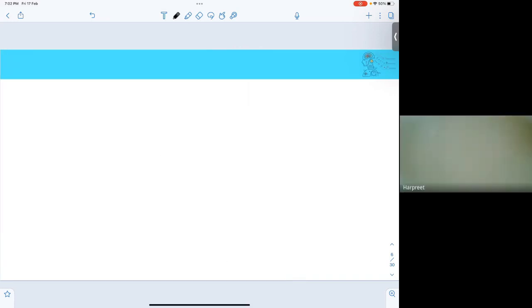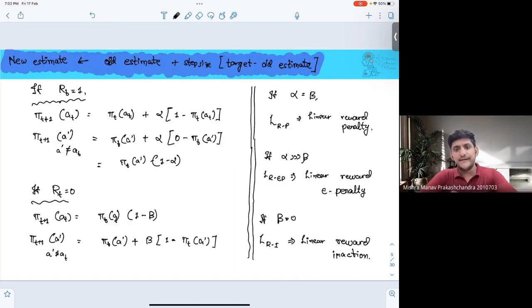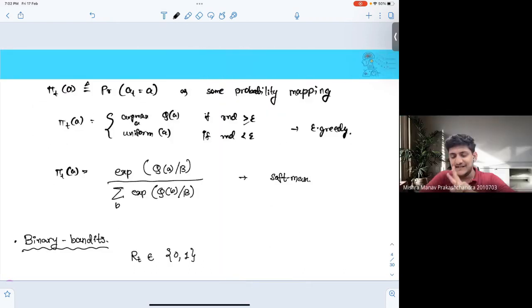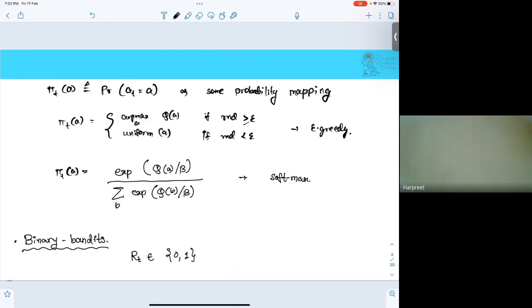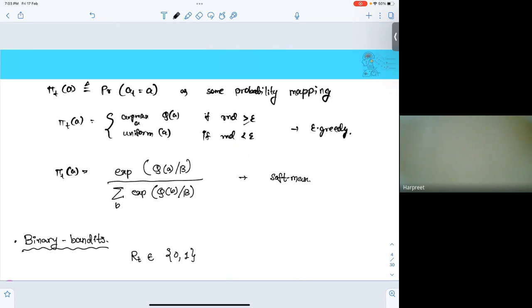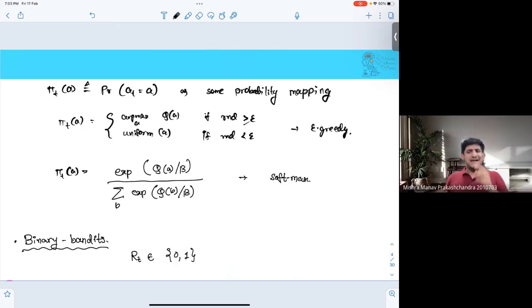A couple of questions. Sure. When you say it's a binary bandit, does it mean it has two actions or it is one action? It has two rewards, zero and one. No, but how many actions are there? Actions can be multiple. The actions depend on the number of bandits that I have. I can have k arms.